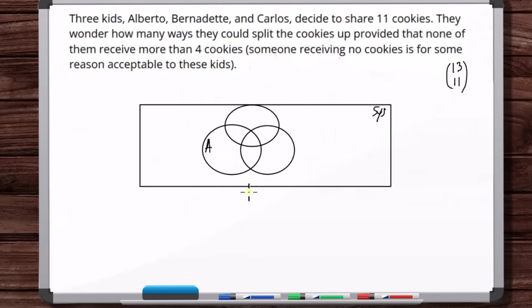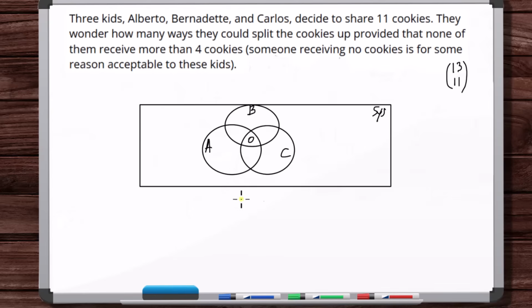Especially if you've got 4 or 5 events, just assume they're all overlapping, then go through the formula and analyze the different regions as you go. And if you realize they're not overlapping, you'll put 0 for those 2 events. So, okay, here's where Alberto has 5 or more cookies, Bernadette, and Carlos. We can already tell we can't have all 3 have 5 or more cookies, so this is going to be 0 in here, right? I can go ahead and put that.